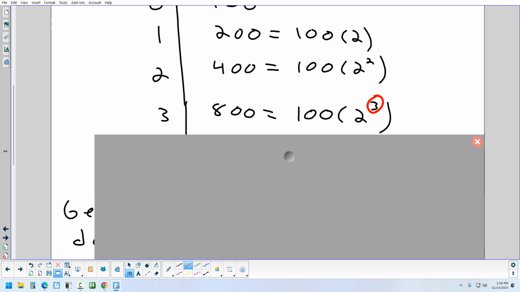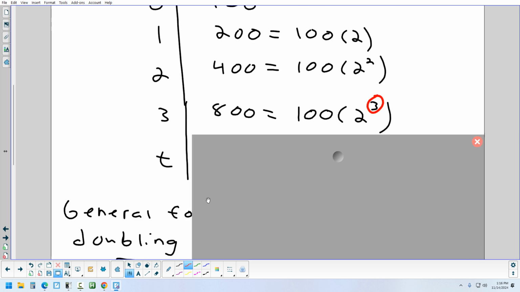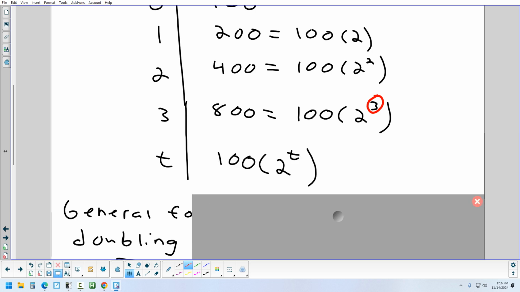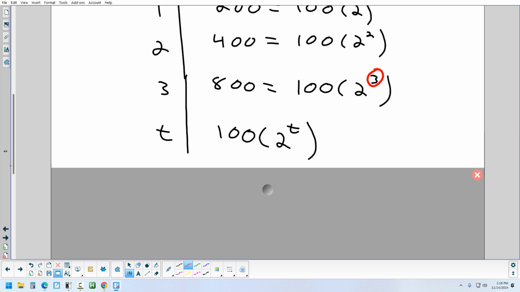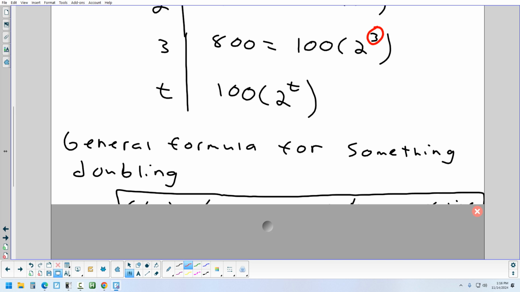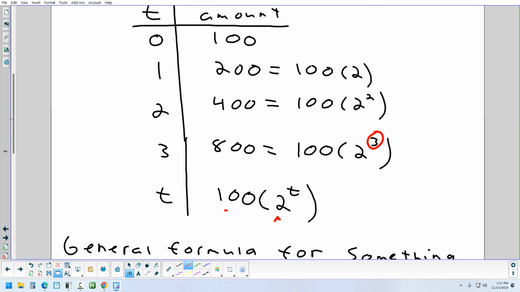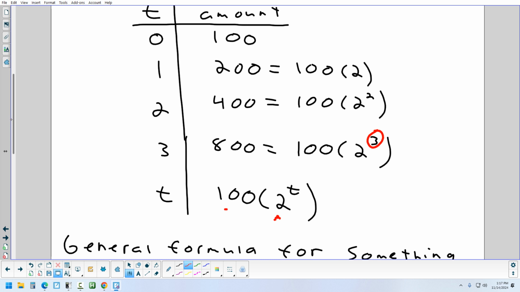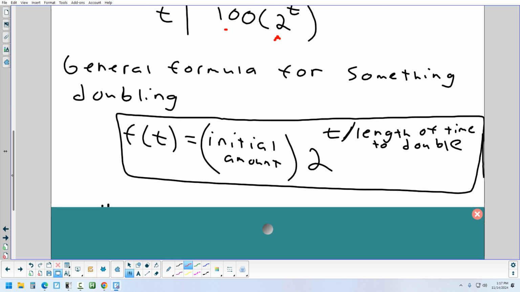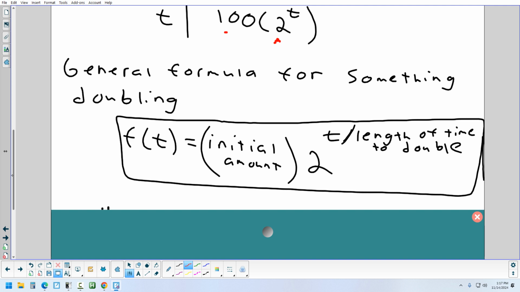So how about this? 2 to the t, the hours. 100 times 2 to the t. Yep. So in general, the formula for something doubling is the initial amount times 2. It's always a 2. It's not a 1 plus r when it's doubling. 1 plus r is kind of general, but this is specifically doubling. So that's the formula, 100 times 2 to the t, if you started with 100 bacteria, but it might not always be 100. You might start with any number, but if it's doubling, it's number times 2 to the t.